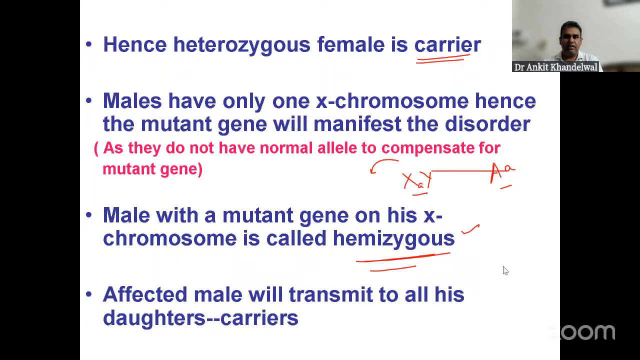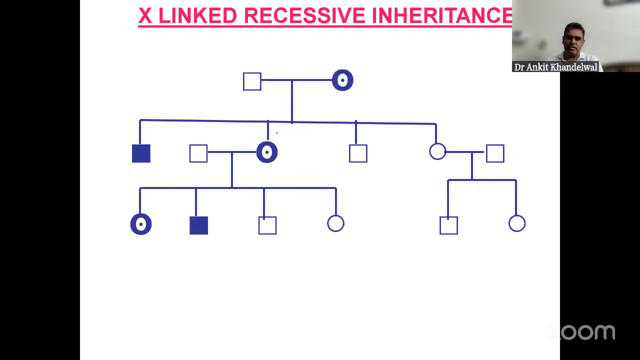Last point over here, that an affected male will transmit to all his daughters as carriers, obviously. From a male XY, this Y, whenever it goes to the next offspring, it will always be male. When this X of the male goes to the next offspring, it will always be female. And this X, if it is affected, then obviously this female will act as a carrier. If we just follow the pedigree chart over here, things become very easy. This is the X-linked recessive inheritance chart being shown over here, and these are a must to make in your exams.